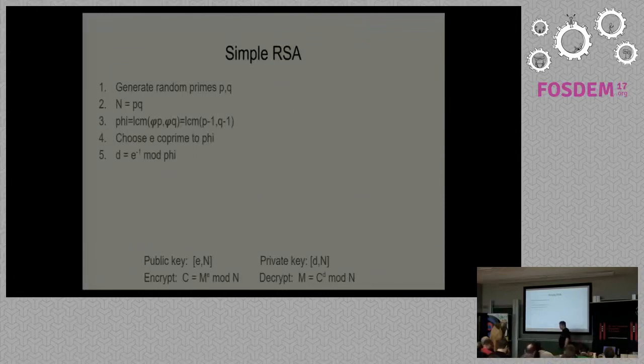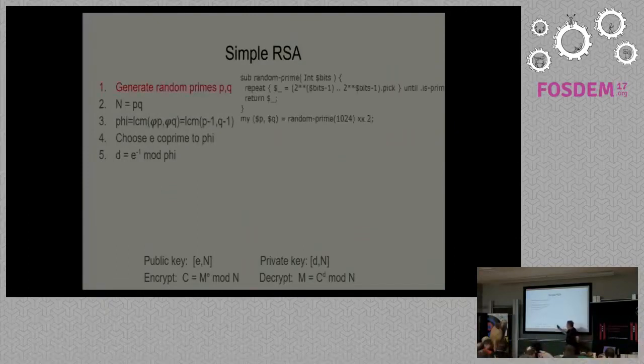So let me start with this very simple RSA example. We're going to generate a key. So we want to generate a couple random primes. N is the product of the two. So we take the LCM of the totient, which because they're prime is very easy. We choose an E, we get our D.